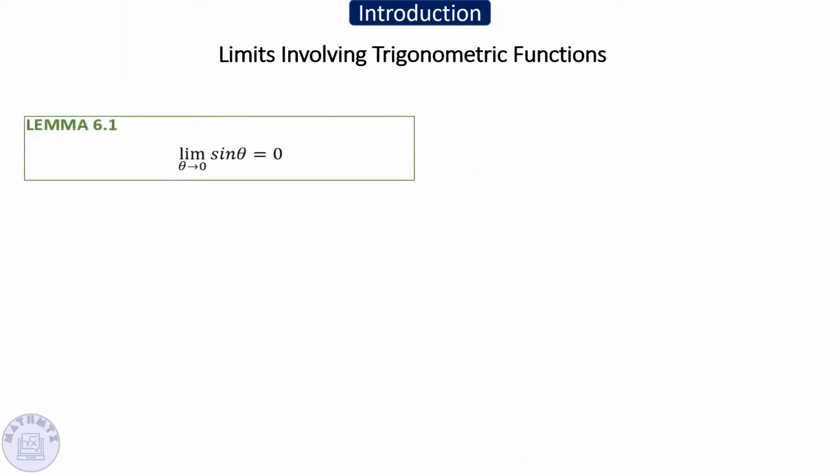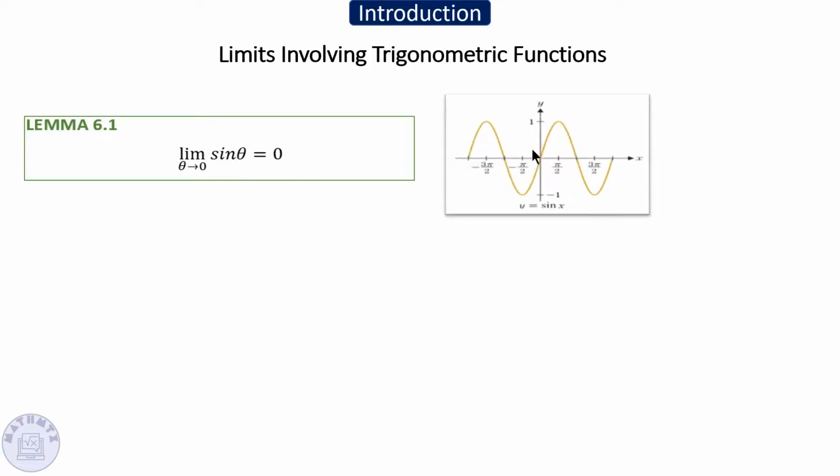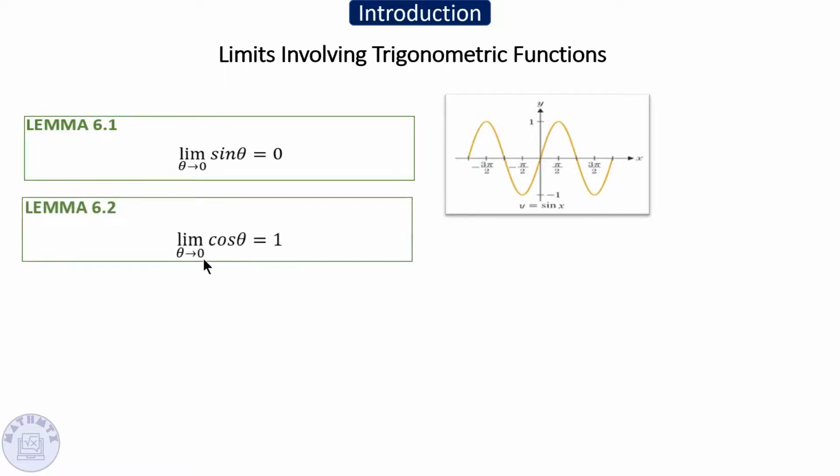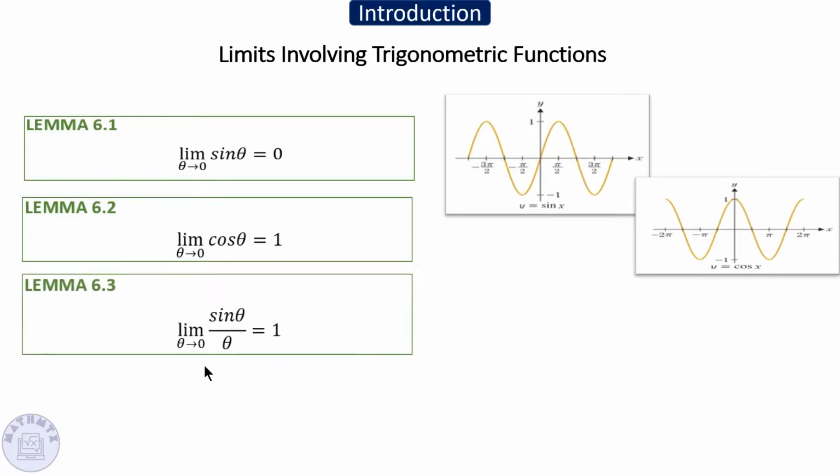Okay, let's start with a couple of lemmas. A lemma is a small theorem that we use in proofs. The first one says the limit as theta approaches 0 of sine of theta equals 0. You can easily check this numerically using your calculator, and you can see it here graphically. The other one is the limit as theta approaches 0 of cosine of theta equals 1, also numerically and graphically. Here, the limit as theta approaches 0 of sine of theta over theta is 1.